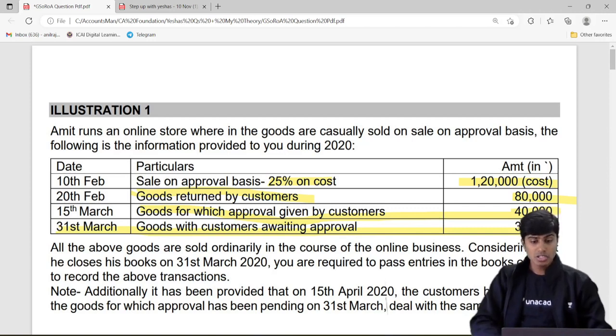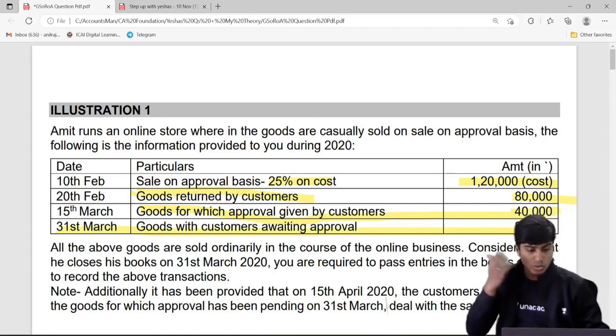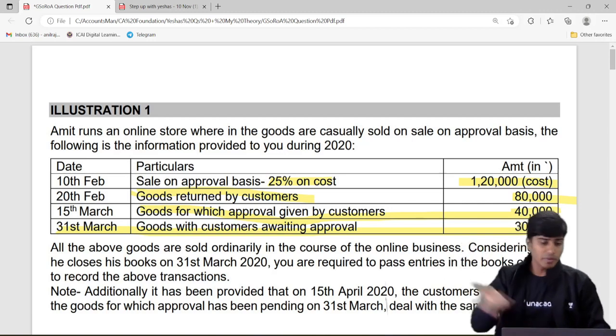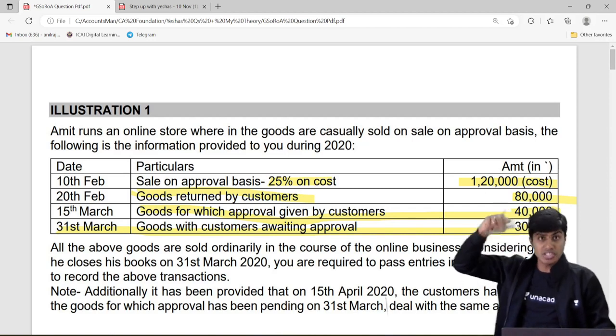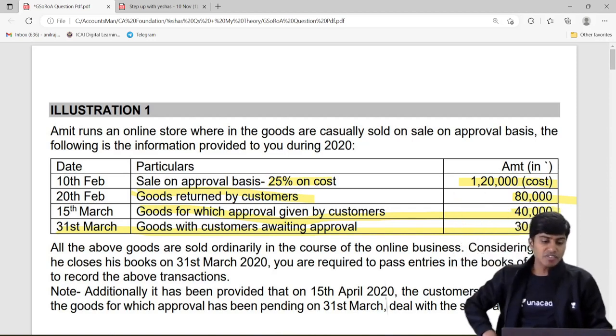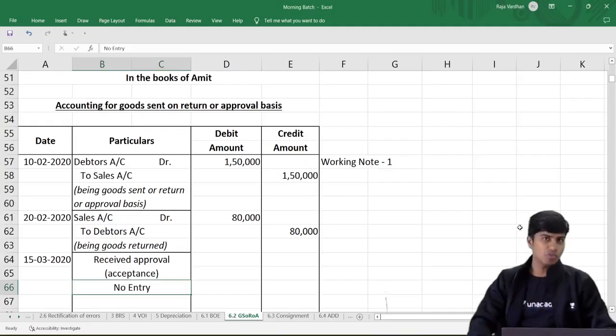You get that? So all the above goods are sold in the ordinary course of business. Considering that he closes his books of accounts on 31st of March 2020, you are required to pass entries. We will do it. Additionally, it has been provided that on 15th April 2020, next year, the customers have rejected the goods for which approval was pending. So the time period has not lapsed for these goods.